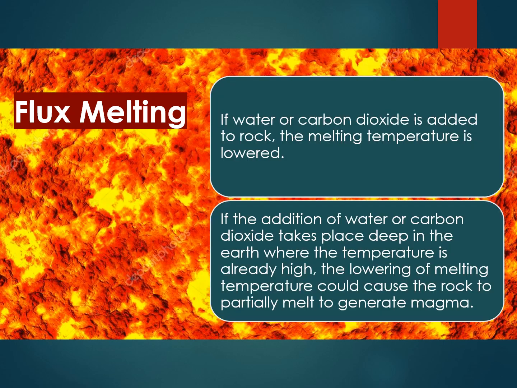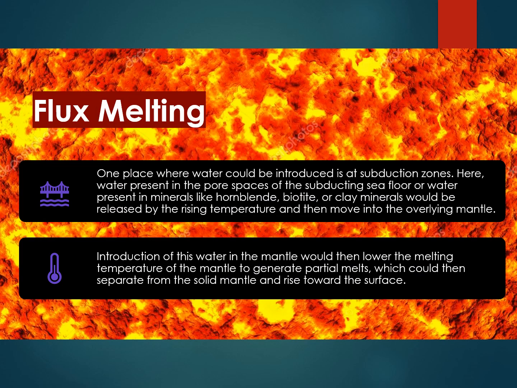If water or carbon dioxide is added to rock, the melting temperature is lowered. If the addition of water or carbon dioxide takes place deep in the earth where the temperature is already high, the lowering of temperature could cause the rock to partially melt to generate magma. One place where water could be introduced is at subduction zones.